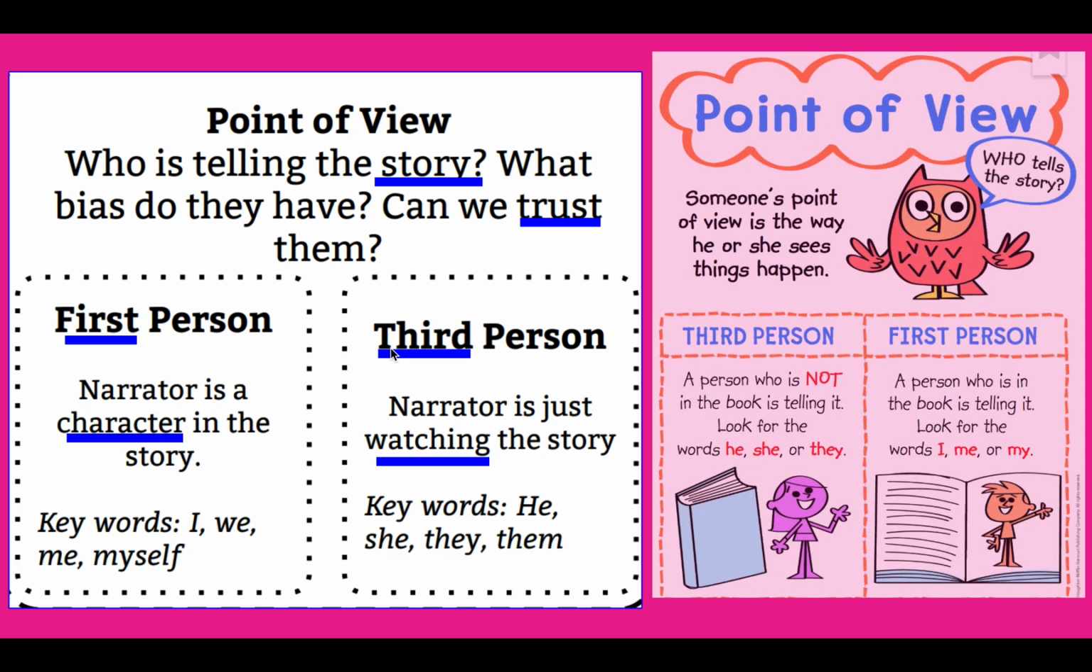At this time, let's look at this next point of view graphic. Once again, it's someone's point of view. Someone's point of view is the way he or she sees things happen. Who tells the story? Once again, we have first person. A person who is in the book is telling it. Look for the words I, me, and my. Third person, a person who is not in the book is telling it. Look for the words, the pronouns he, she, or they.